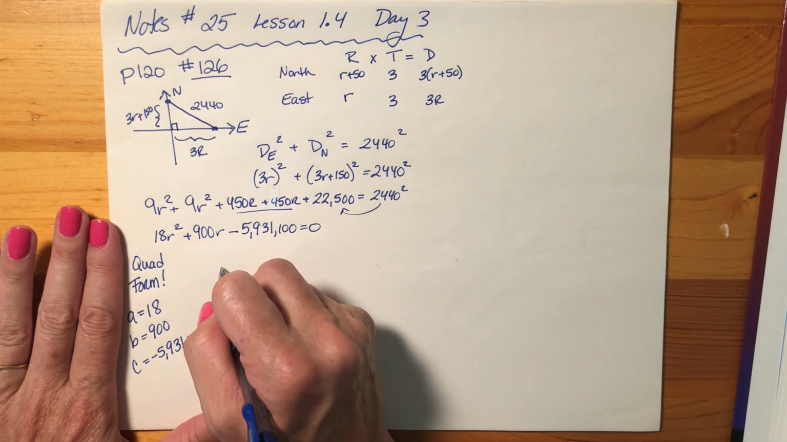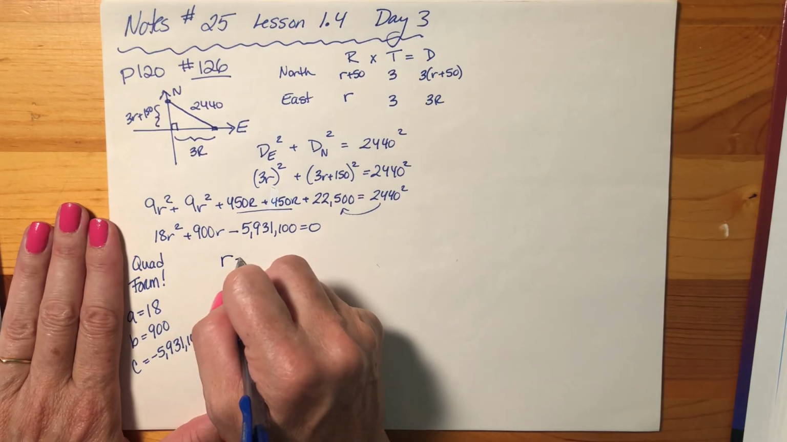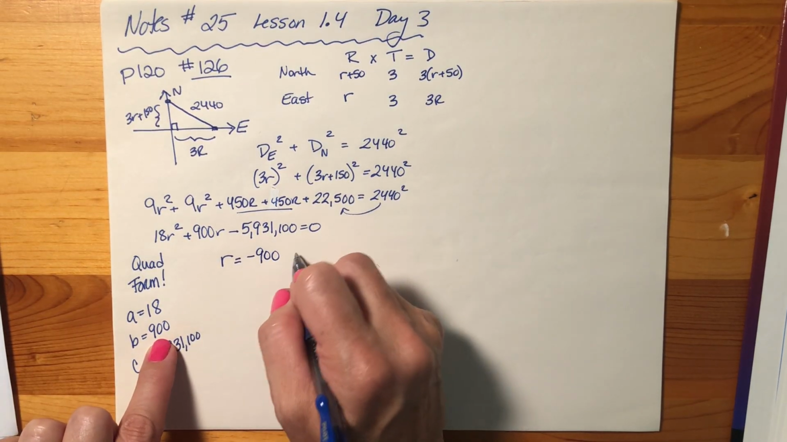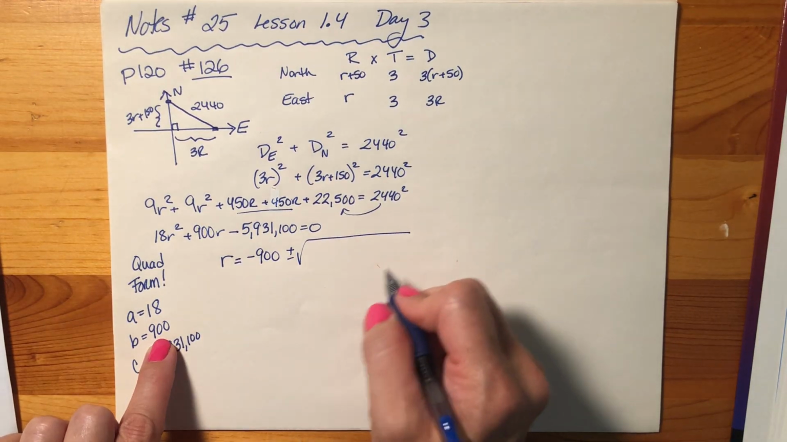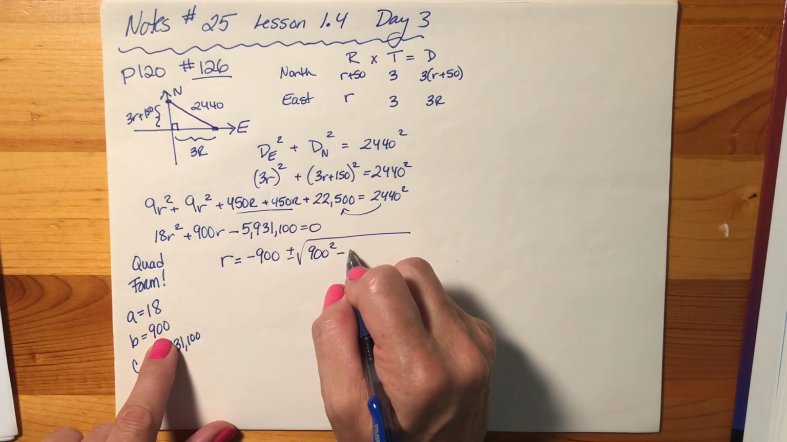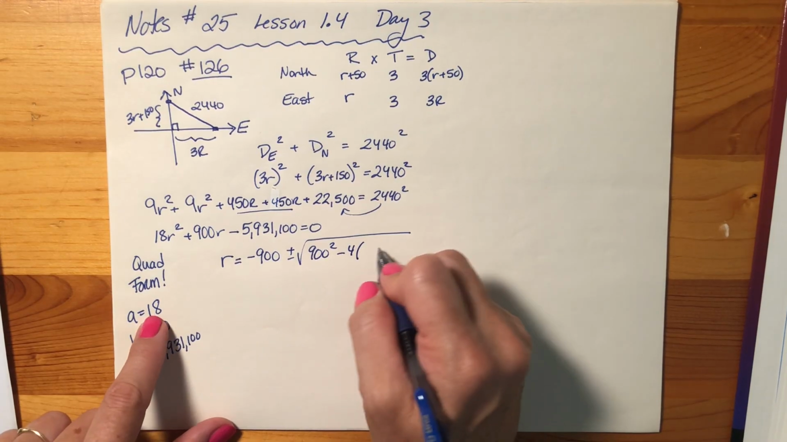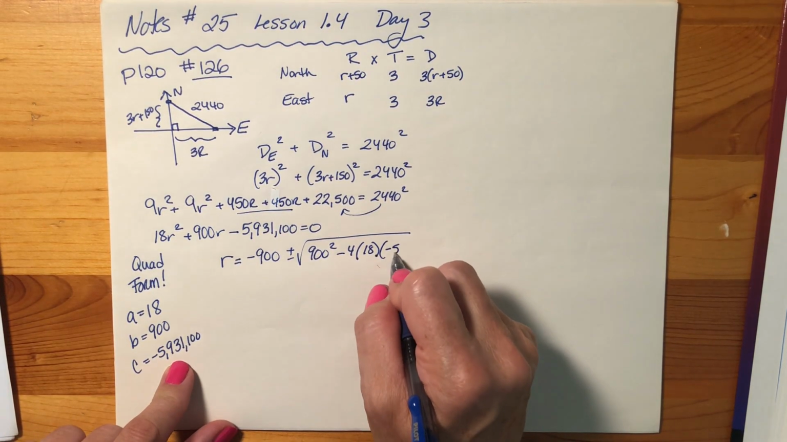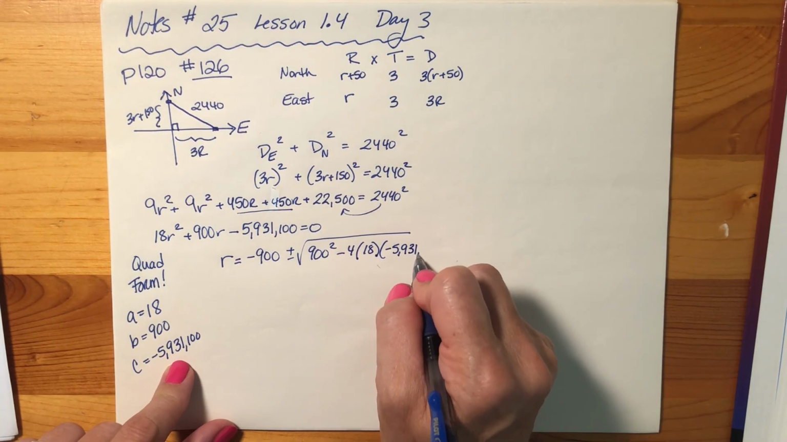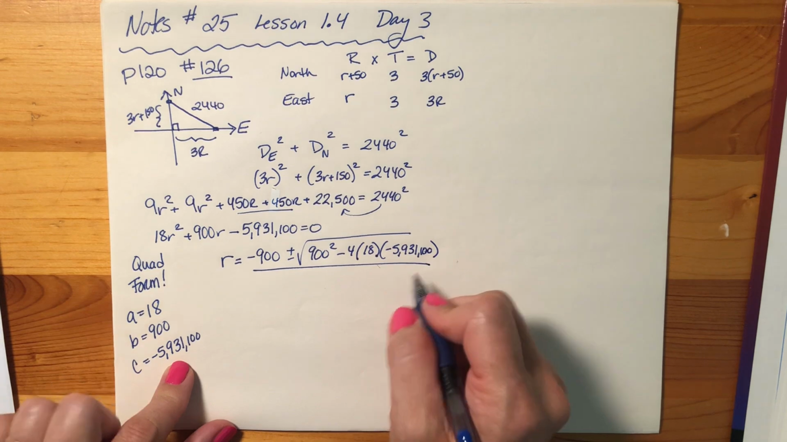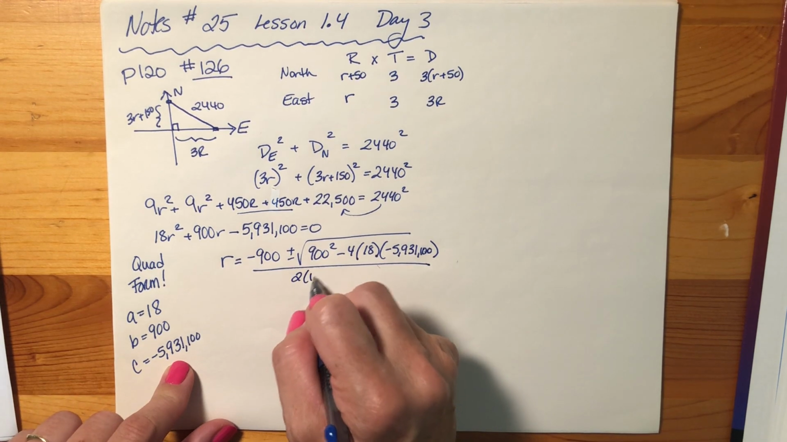Since I did not program my calculator, it would be R is equal to negative B, so negative 900 plus or minus the square root of B squared, so that's 900 squared, minus 4 times A, which is 18, times C, which is this beautiful number here. Oops, can't lose a 0. All over 2A, so 2 times 18.